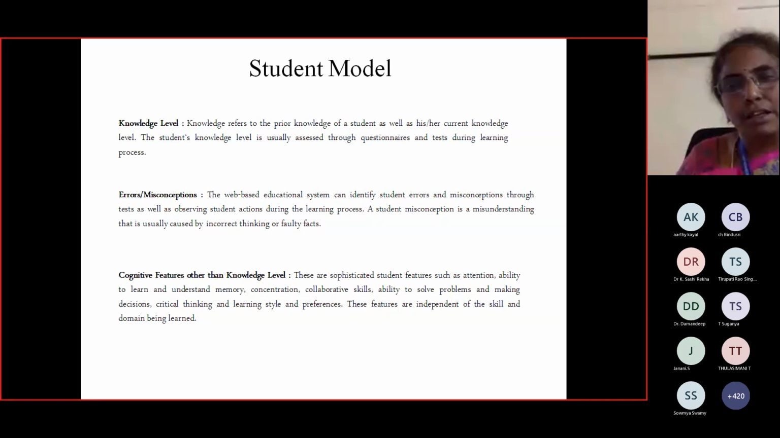Next is cognitive features. Again, it has a certain subset of features, like the attention span of the student and the ability to learn. The ability to learn and attention span change from student to student. Then the concentration levels of the student, the memory, the retention, how good he is in retaining the learned knowledge, and how good the student is in solving problems and making decisions. All of these come under cognitive features, and these are independent of the skill. Whatever skills they are trying to learn, these aspects are common to all the skills and need to be modeled.